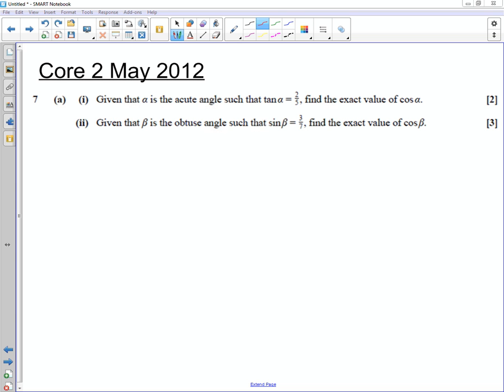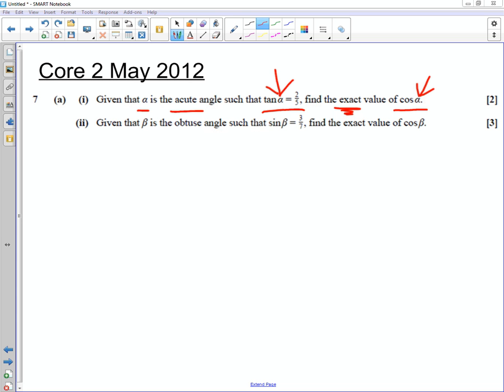Hello there. I'm going to do this Core 2 exam question, just the first two parts, because many people have asked me recently about how to do these kinds of questions. These questions have alphas defined as being acute, and you've got to find exact values of one trig function of alpha, given that you're told another trig function of alpha and its value.